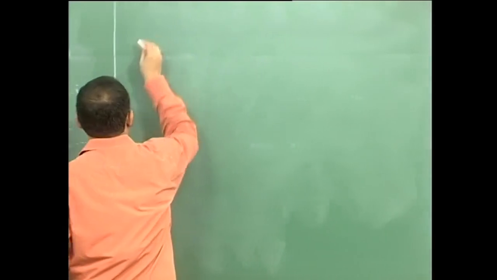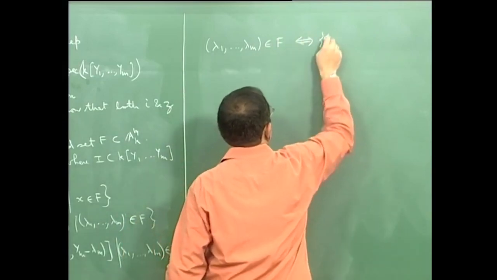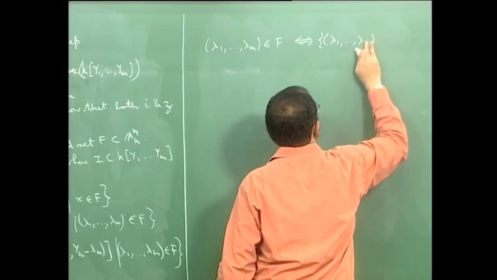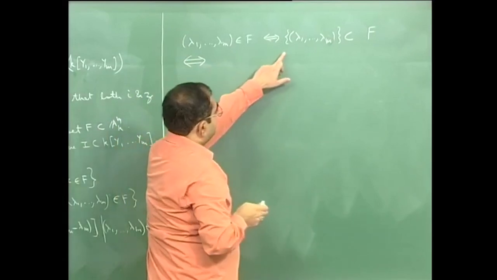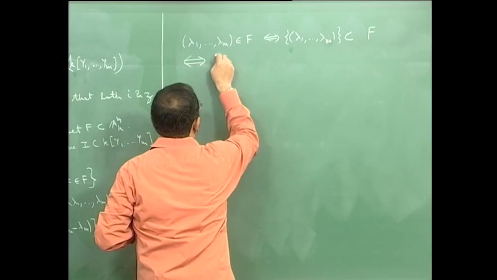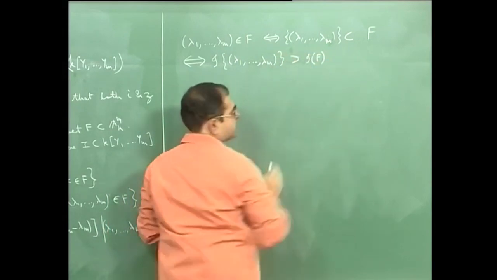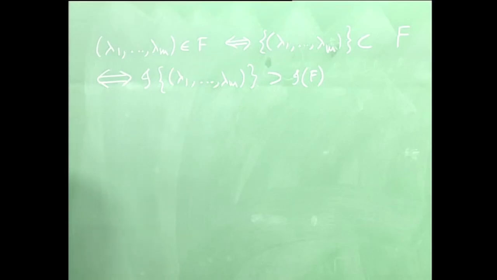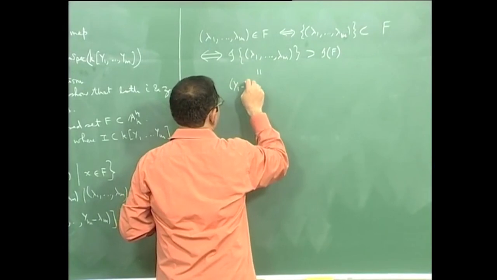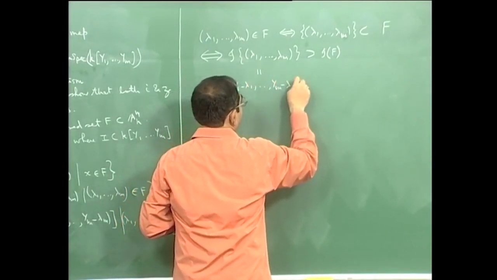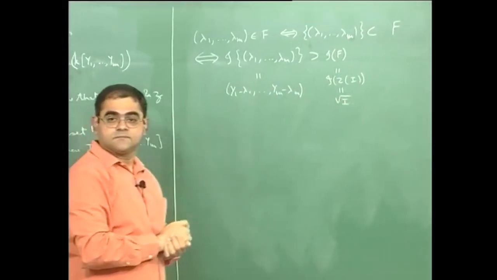So lambda 1 through lambda m belongs to F if and only if the singleton point lambda 1 through lambda m is a subset of the set F. That is, if and only if I can take the ideal of a subset. So I of lambda 1 through lambda m contains I of F, okay, because when you apply script I, the inclusion is reversed. But what is I of a point? It is just (y1 minus lambda 1, etc., ym minus lambda m). And what is I of F? It is just I of Z of capital I, which is rad I. Okay, it is just rad I.